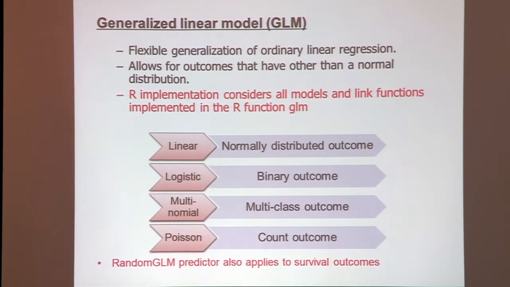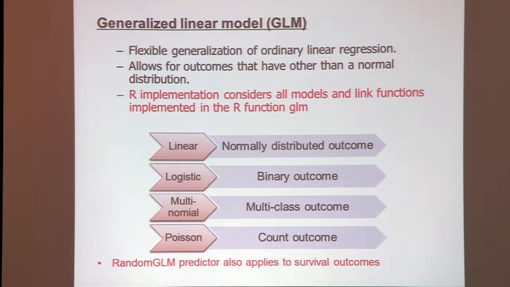So just to remind you, there is a technique in biostatistics called generalized linear models. So these are flexible generalizations of ordinary linear regression. For example, you may have heard of logistic regression, right, if you have a binary outcome, or Poisson regression if you have a count outcome. But there's really a vast class of generalized linear models.